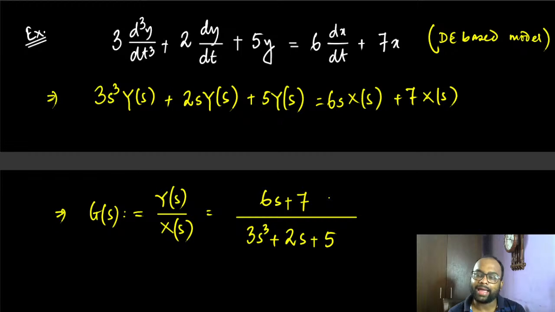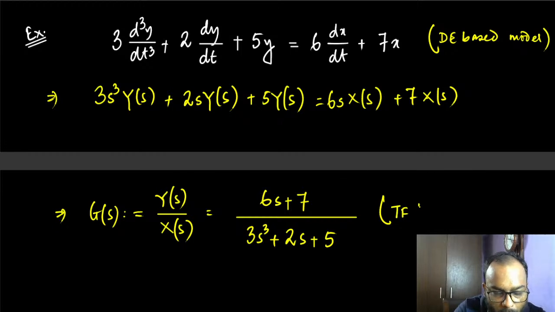Now let's go back and talk about why we even apply any transforms. Why can't we just deal with differential equations directly? That might be a question in your mind. Why Fourier transform? Why Laplace transform? If I have the mathematical model as a differential equation based model, what is the problem? Because this is now a transfer function based model.